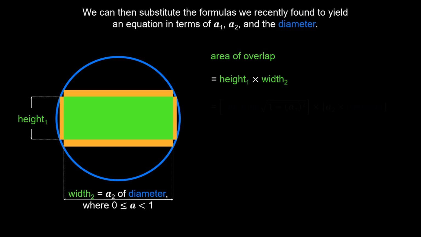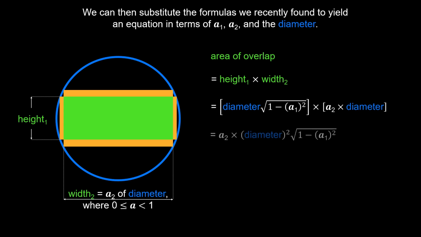We can then substitute the formulas we recently found to yield an equation in terms of a of the first rectangle, a of the second rectangle, and the diameter of the circle. From that, we have that the area of overlap is a of the second rectangle times the diameter squared times the square root of 1 minus a of the first rectangle squared.